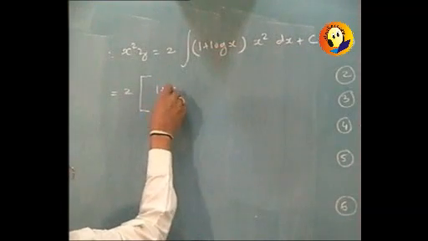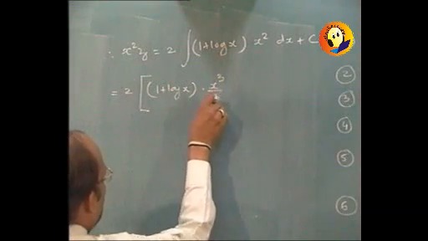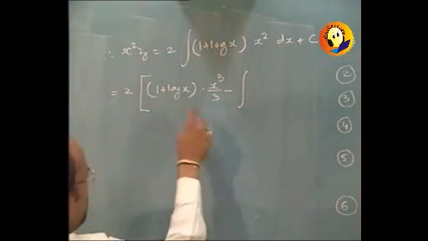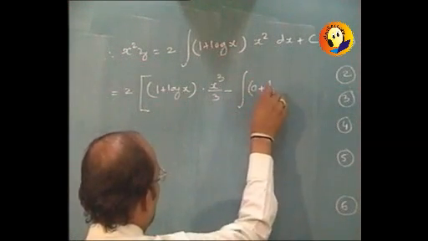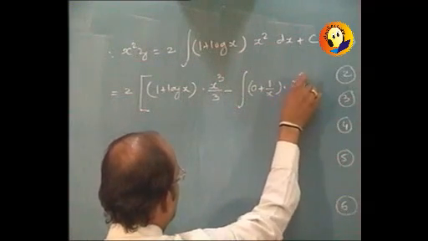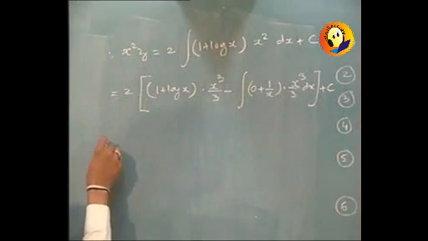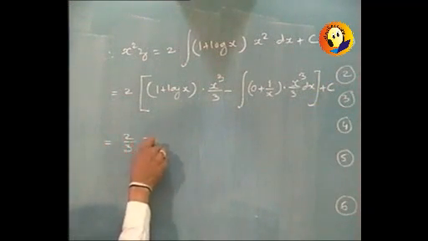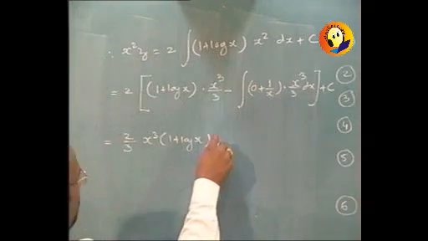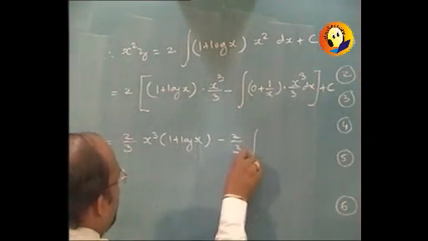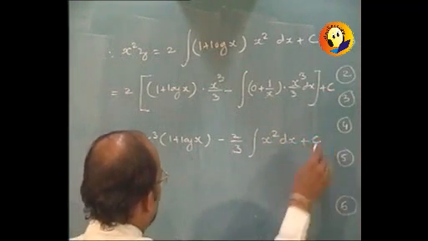Retain first, that is 1 plus log x. Integrate second, integration of x square is x cube by 3. Minus integral, differentiate first, 1 is differentiated as 0, log x is differentiated as 1 upon x. Integration of second, that is x cube by 3 dx plus constant. So this will be 2 by 3 x cube into 1 plus log x, first term. Second term will be minus 2 by 3 integral, observe that this x will cancel, it will be again integral x square dx plus constant.